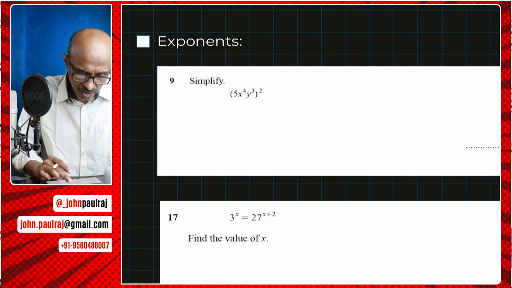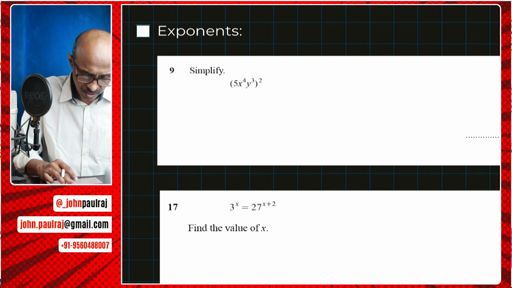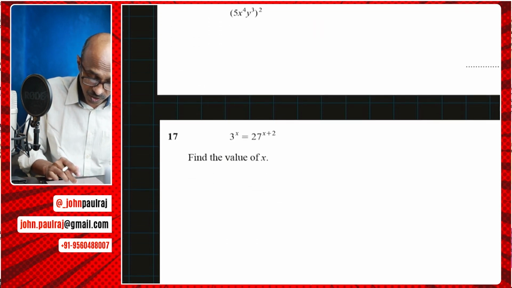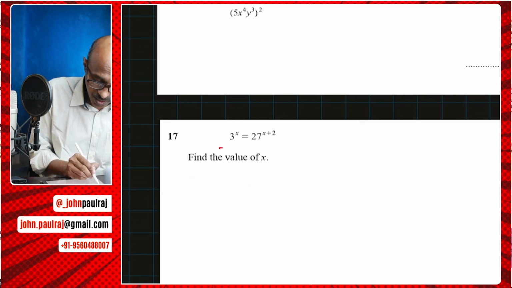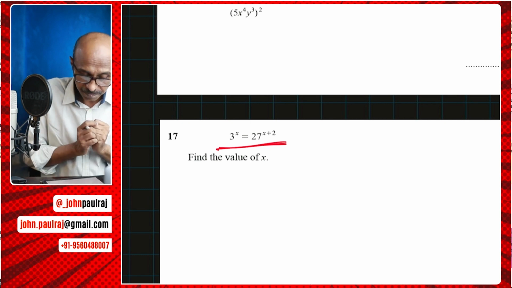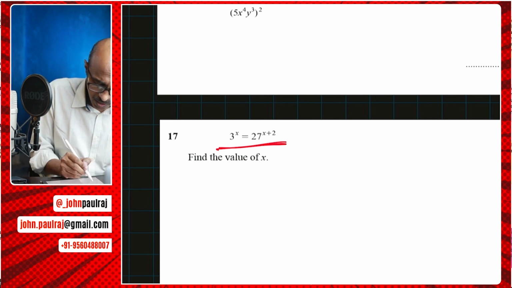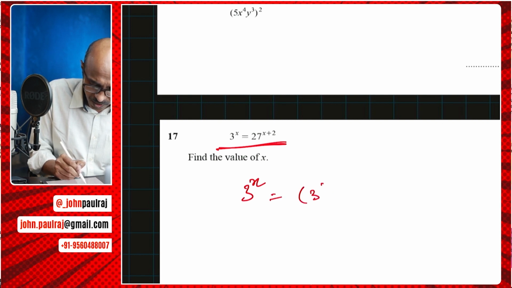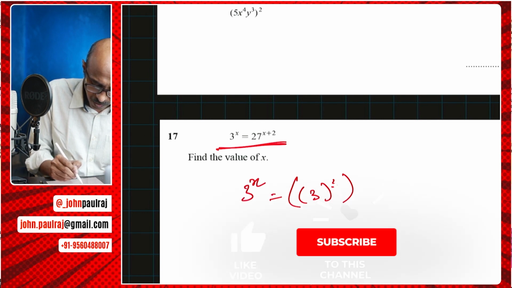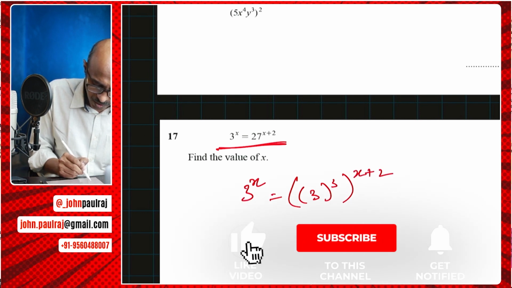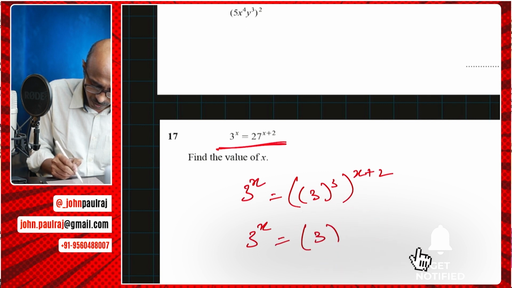This one is very similar to the one earlier on. Why did I put this thing here? Okay, that's because of the equations. Okay, you can even find equations with exponents. All right, so you can write this one as 3 to the power of x on one side. On the other side, you can write it as 3 cube to the power of x plus 2, so that you got 3 to the power of x is equal to 3 to the power of 3x plus 6.